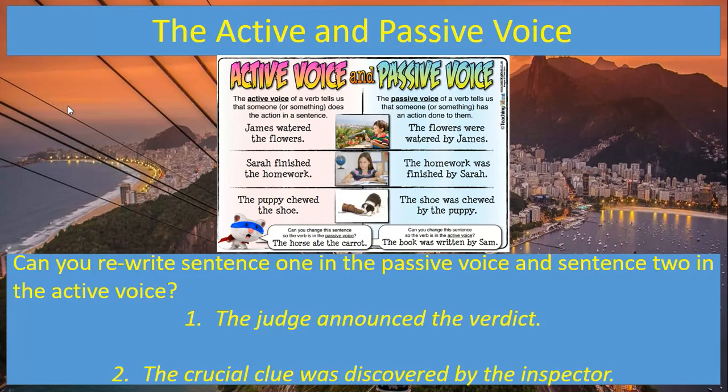So, for number one, it says the judge announced the verdict. To write that in the passive voice, it would become the verdict was announced by the judge. Again, I've added was and by. The second one, the crucial clue was discovered by the inspector. So that's in the passive voice. Can you see we have got was and by? This time it's going to be the inspector discovered the crucial clue. When we've put it into the active voice, we've got rid of was and by.